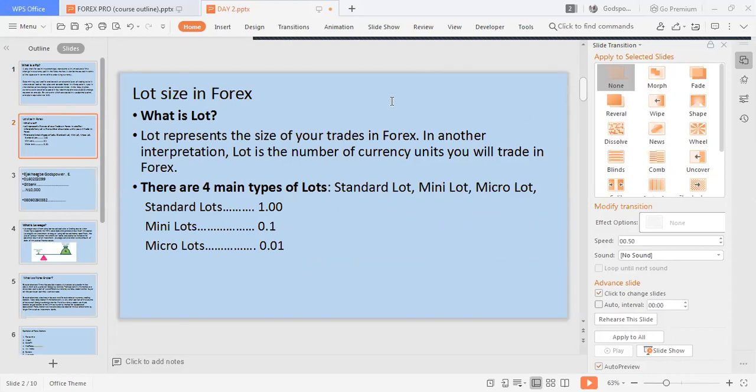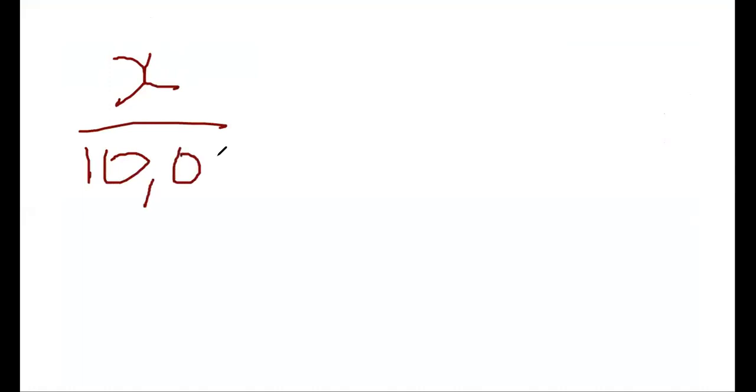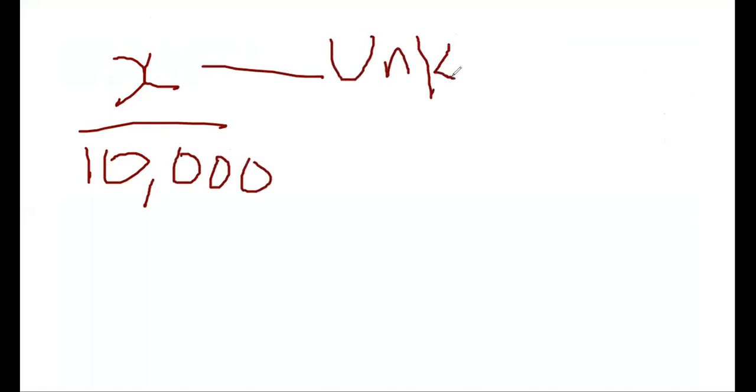So let's say I have a formula I use for lot size, and it has been so helpful. The formula is very simple. It's a normal mathematics formula you know: X over 10,000, where X is unknown.